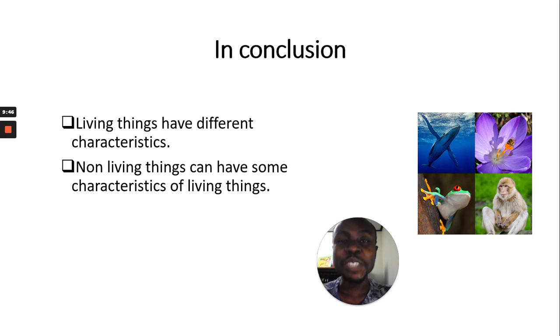So in conclusion, living things have different characteristics. They are made up of cells, have DNA, they can reproduce, they can respond to stimuli, and many more. And non-living things can have some characteristics of living things, like we saw in the fire, which can grow.